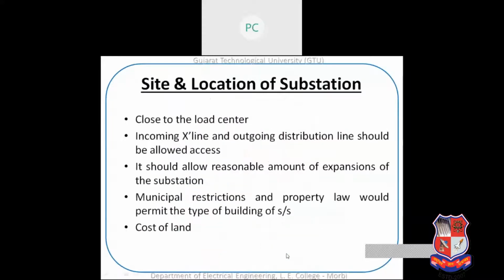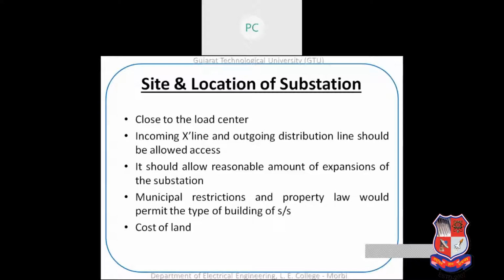So we are saying that the substation should be located nearer to the load center. Now what happens with this? If we place the substation nearer to the load center, the transmission cost will reduce, as well as the losses in the transmission will also reduce. That is why any substation should be placed nearer to the load center.